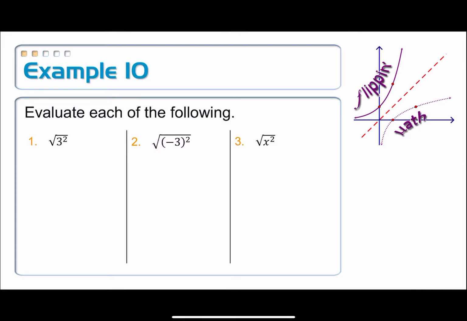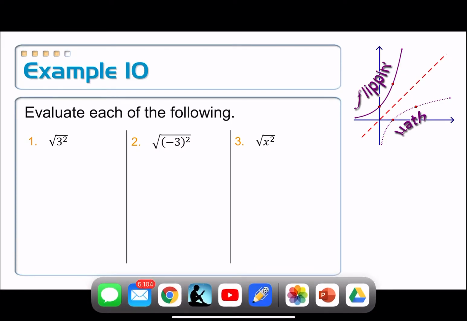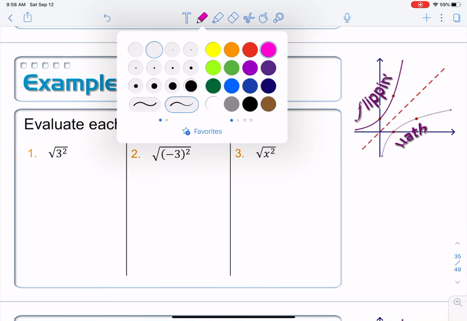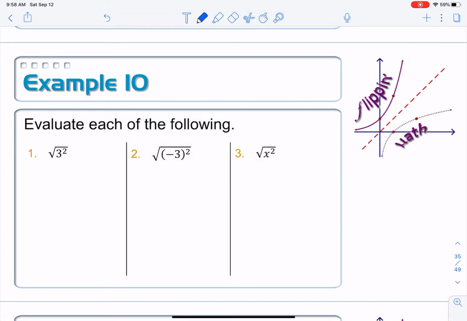There's actually no calculus involved here, right? So evaluate the square root of 3 squared. One way to think of this is that the square root and the square cancel each other out, and I'm just supposed to get 3 back. Another way to think of this is I take 3 and I square it first, and I have the square root of 9, and the square root of 9 is 3.